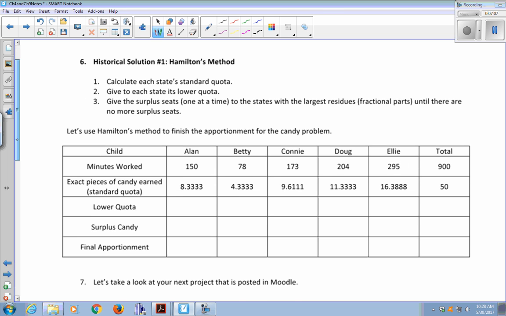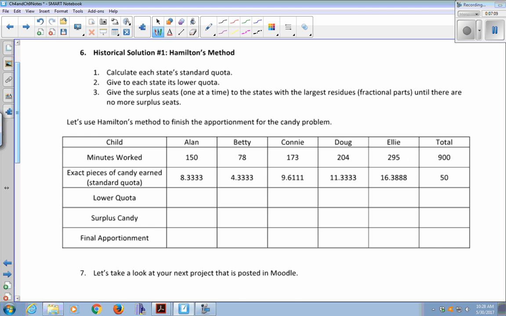All right, so our first historical solution was proposed by Alexander Hamilton. This method is comprised of 3 steps. You calculate each state's standard quota. That's the exact number of seats each state should get. Then you give each state its lower quota. Everybody gets at least their rounded down number. Then there are going to be some extra seats, and you give those surplus seats one at a time to the states with the largest residues. Residue is just the fractional part, until there are no more surplus seats.